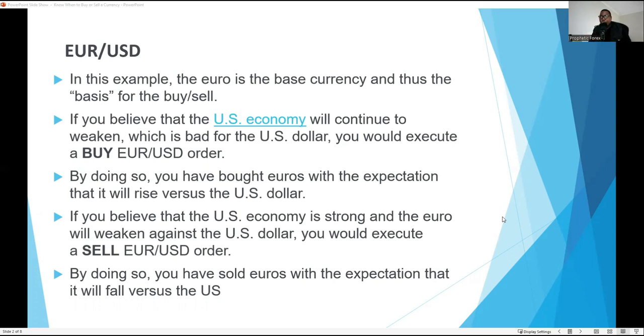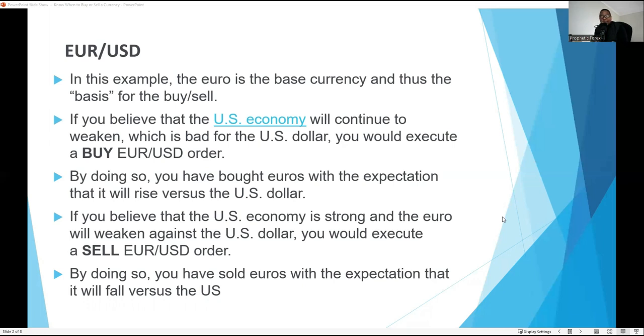For example, if you believe that the US economy will continue to weaken, which is bad for the US dollar, you will execute a buy for the EUR/USD. Why do I say that? Because the dollar is weakening and the euro is increasing in strength. Therefore, you're anticipating an appreciation of value for the euro against the dollar. By doing this, you would have bought euros with the expectation that it will rise versus the US dollar.